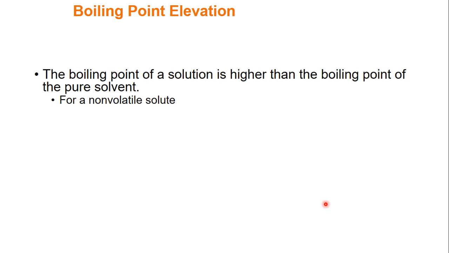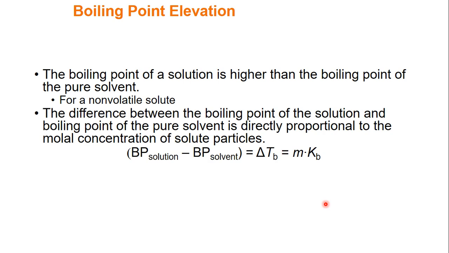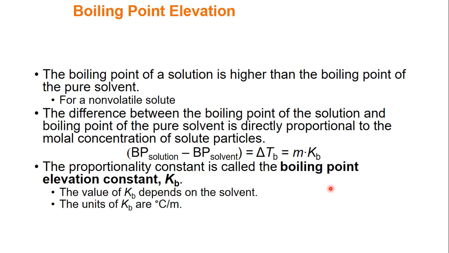Boiling point elevation is very similar to freezing point depression and has a very similar equation. The boiling point of a solution minus the boiling point of a solvent, which we call delta TB, equals the molality of your solution multiplied by Kb. And Kb is our boiling point elevation constant. Again, it's a constant you will be given or you will be asked to solve for, and it's dependent on the solvent. The units are degrees centigrade divided by molal.